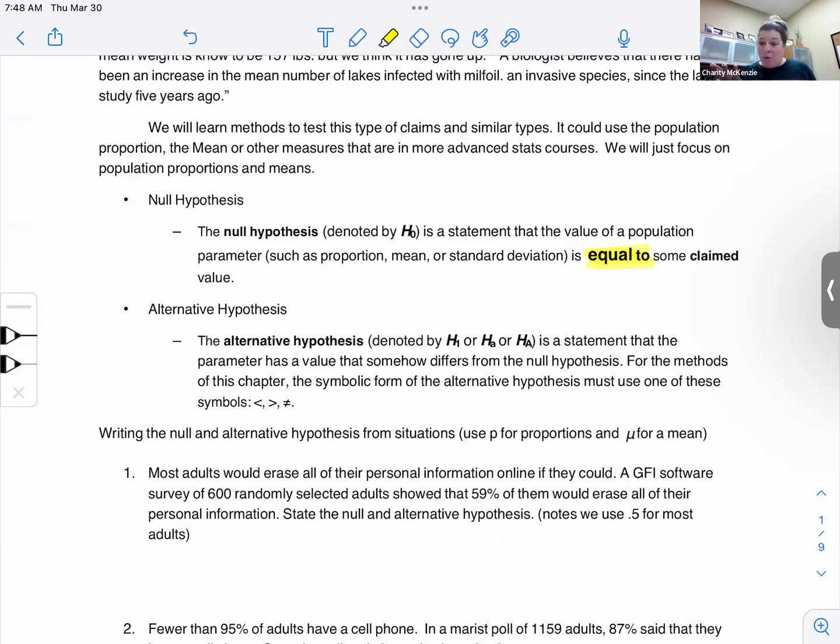Then our alternative is whatever you're claiming, whatever you're looking at. So it could be not equal if it's two-tailed, both directions. So we could have not equal. So our null is always equal to our claim. So if we're just looking at like 3% of Americans died from COVID, then our null would be p, it's a proportion, equals that 3%, 0.03. Our alternative would either be not equal if we just say, we don't think it's 3%. We don't know if it's lower or higher. We just don't think it's 3%. We can test that. And in Wyoming, we've tested it during COVID.